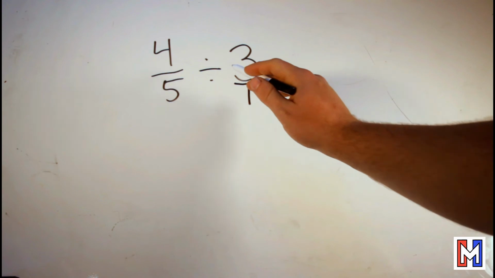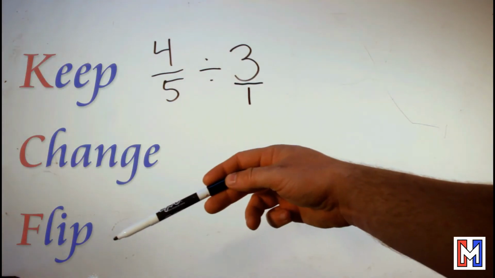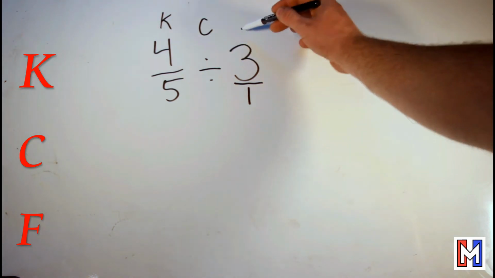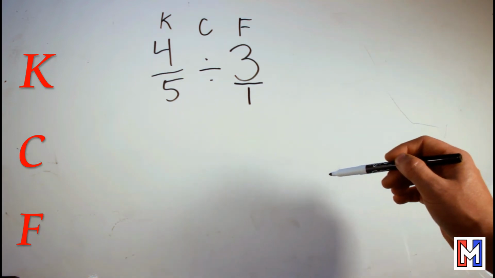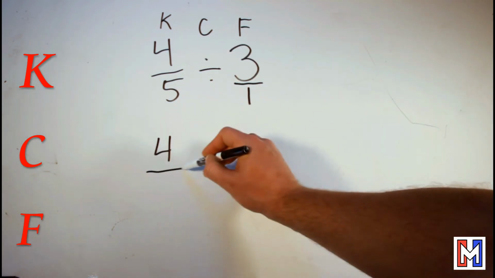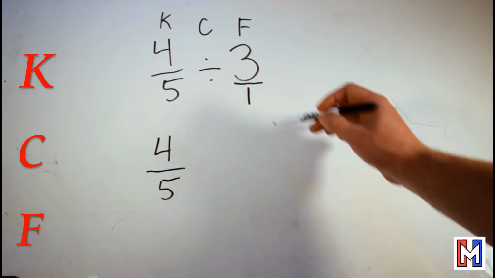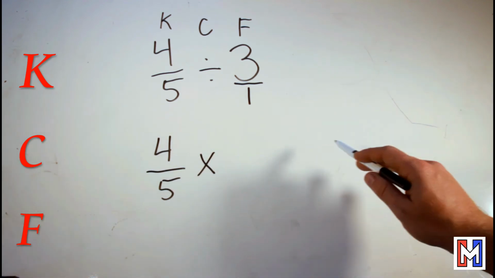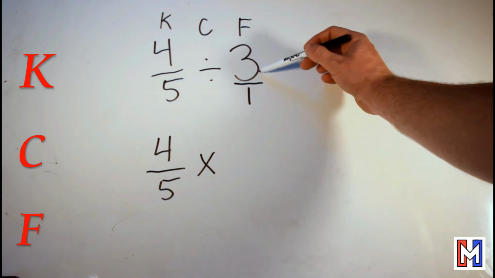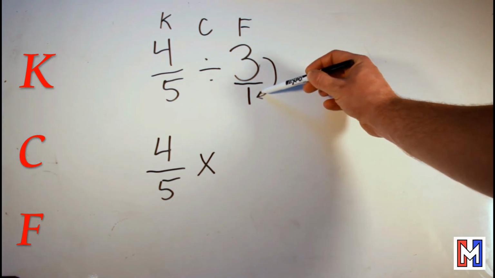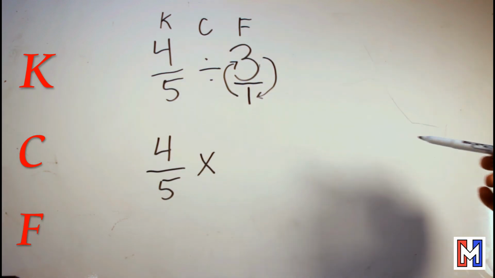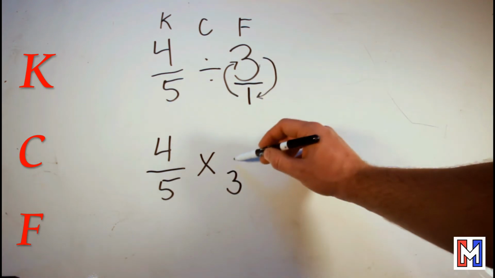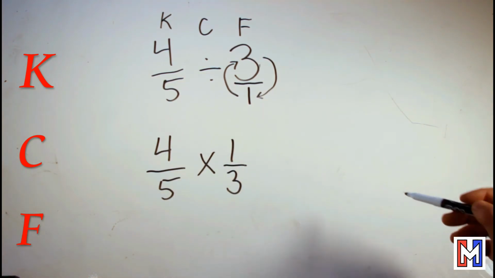All right, so now we're going to remember keep, change, flip. We're going to keep the first one, change the operation, and flip the second fraction. So 4/5 stays as 4/5. We're going to change division to multiplication. It's always changing to multiplication. And then we're going to flip this second fraction to find the reciprocal. Our numerator goes to our denominator and our denominator goes to our numerator. So 3 is in our denominator, 1 is in our numerator. So we have 1/3.